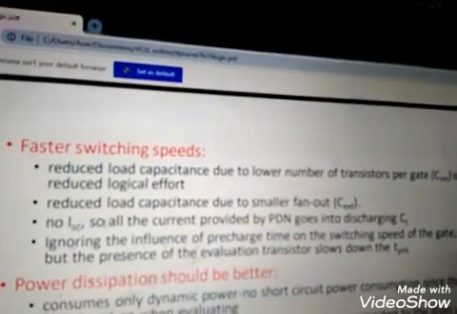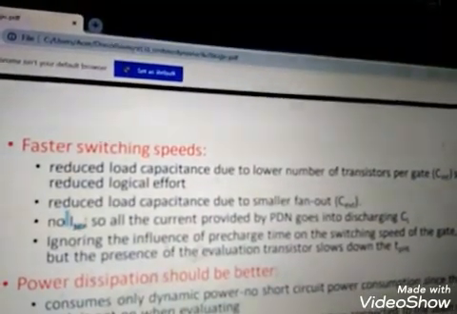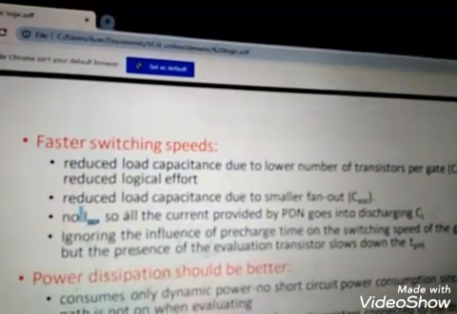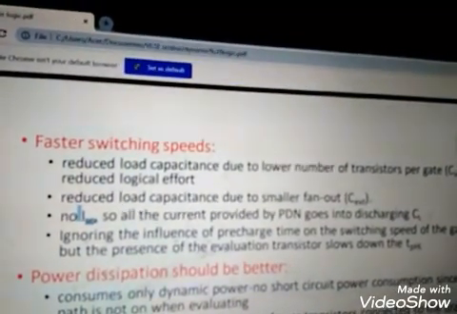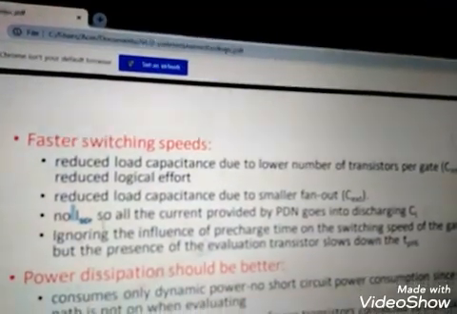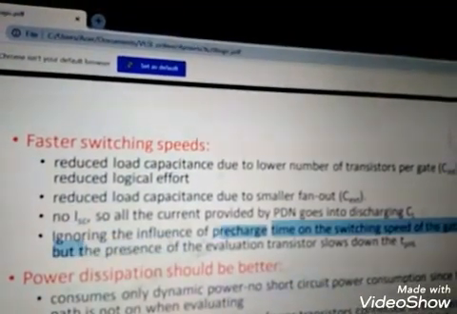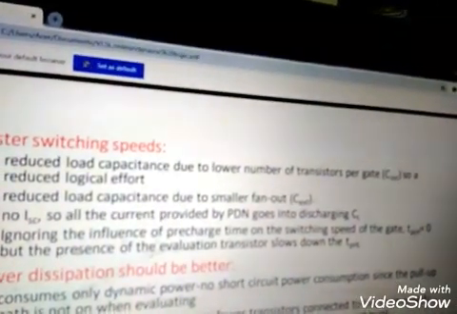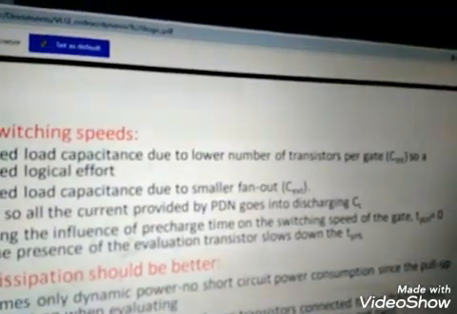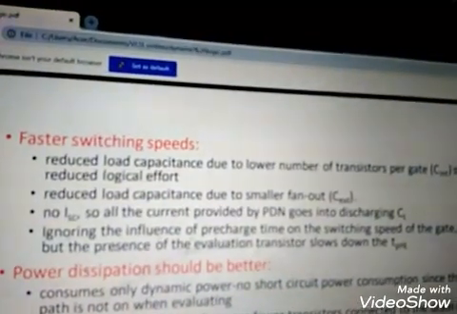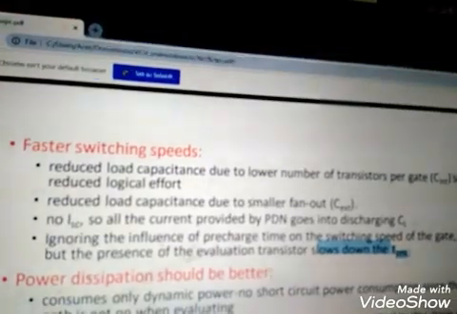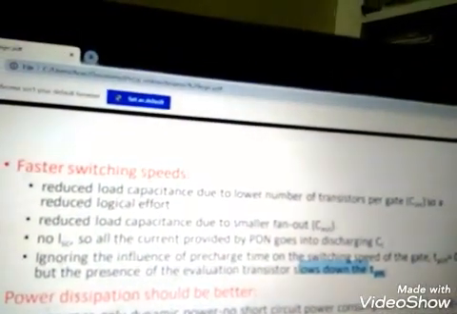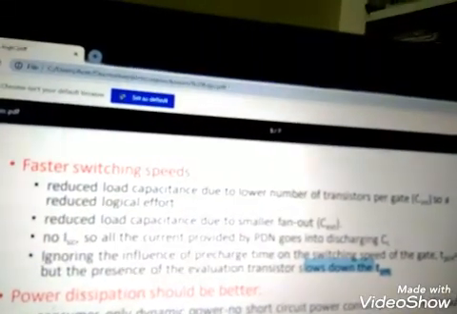And here we don't have any short circuit current. So this is a basic difference what we have with static and dynamic. So short circuit current will not exist due to the switching activity and ignoring the influence of pre-charge time. So where the time taken for a low to high transition, but the presence of the evaluation transistor slows down this propagation delay where the transition is going to be between high to low. So these are related with the switching speed.